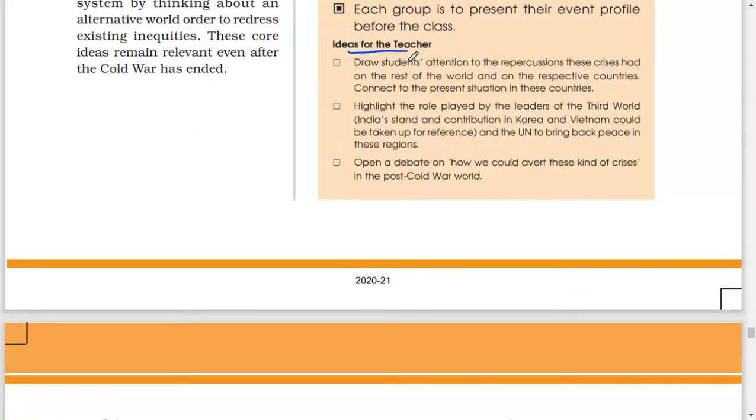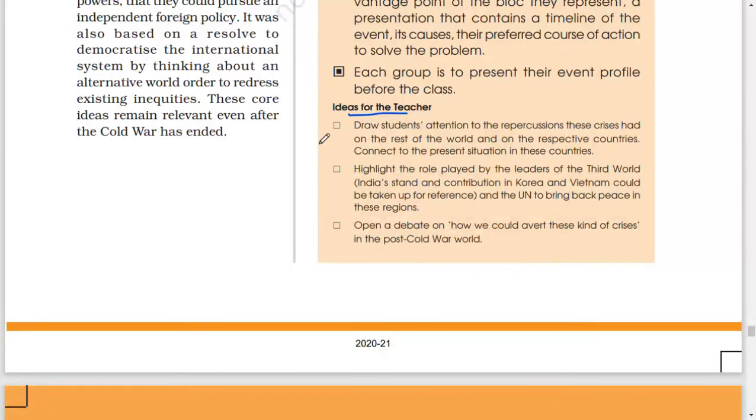Ideas for the teacher. Draw students' attention to the repercussions this crisis had on the rest of the world and on the respective countries. Connect to the present situations in these countries. Highlight the role played by the leaders of the third world in their stand and contribution in Korea and Vietnam, which could be taken up for reference, and the UN in bringing back peace in these regions. Open a debate on how we could avert this kind of crisis in the post-Cold War world.